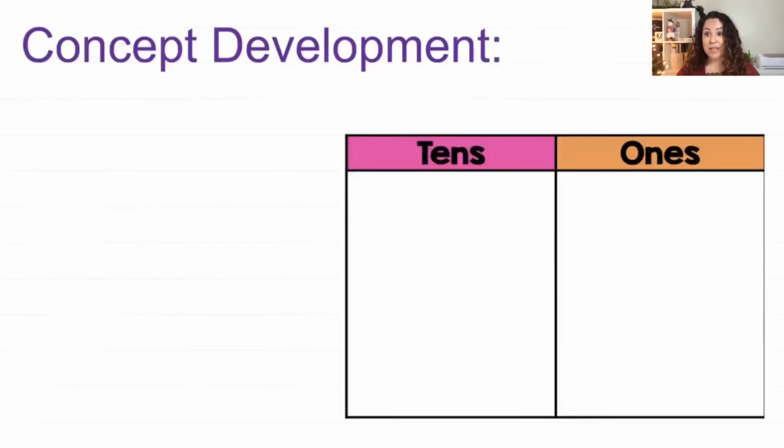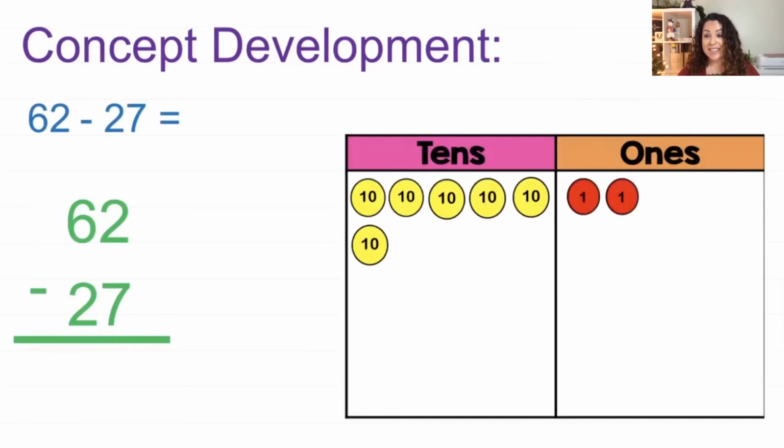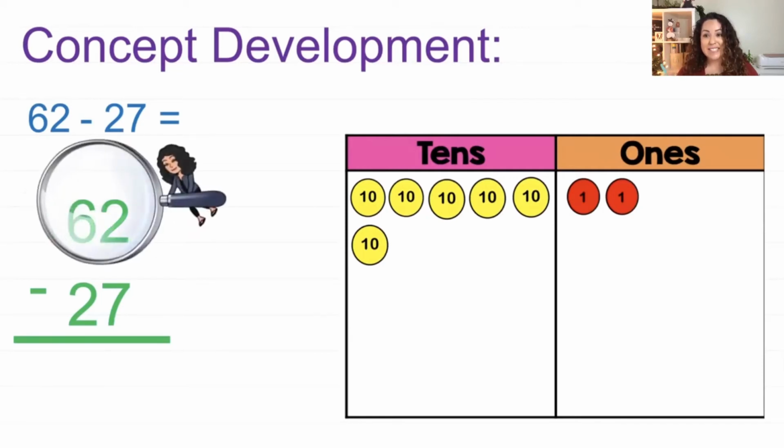We're going to jump right in, and our first problem is going to be 62 take away 27. So let's go ahead and write that number in vertical form because that's always the best way to go. So now that we have it written in vertical form, let's go ahead and represent that with our place value discs. So I have 6 tens and 2 ones. Now I'm going to use my magnifying glass, and I'm really going to focus on that number on top, my 62. And when I'm focusing on that number, I'm checking to see if I'm going to unbundle a group of 10.